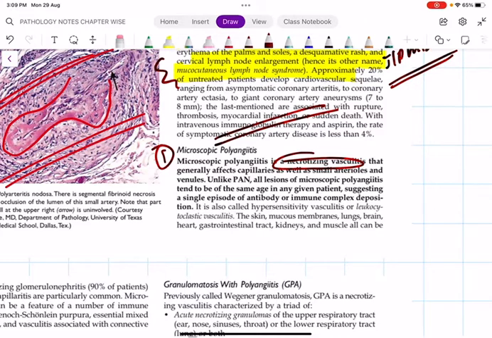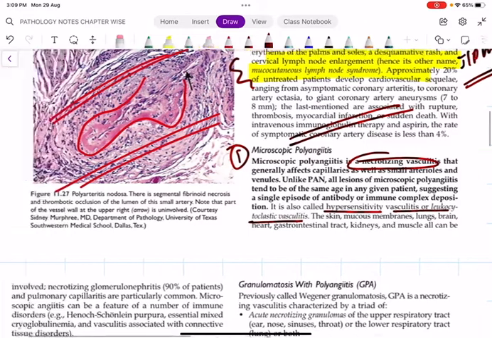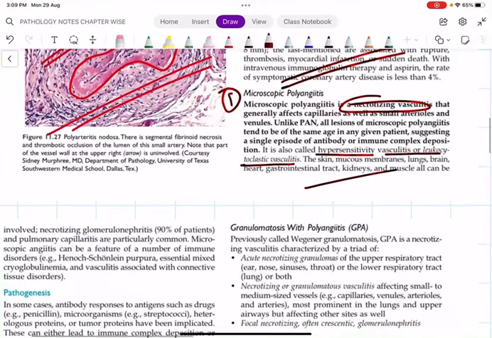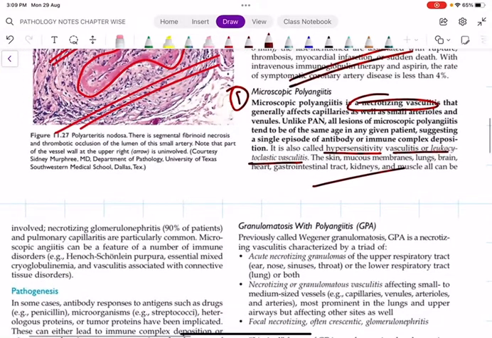It is also called hypersensitivity vasculitis or leukocytoclastic vasculitis. They will give you an option. Leukocytoclastic vasculitis is nothing else but microscopic polyangiitis. It is a hypersensitivity vasculitis. Skin, mucous membrane, lungs, brain, kidney, muscle, all are involved.